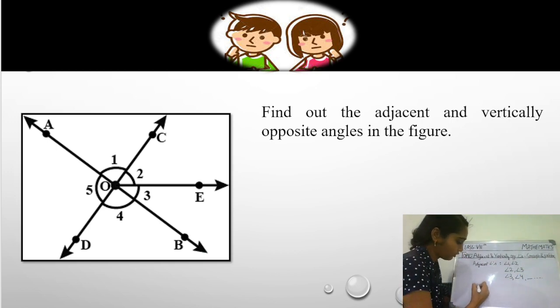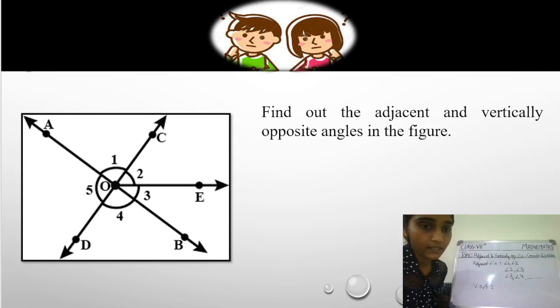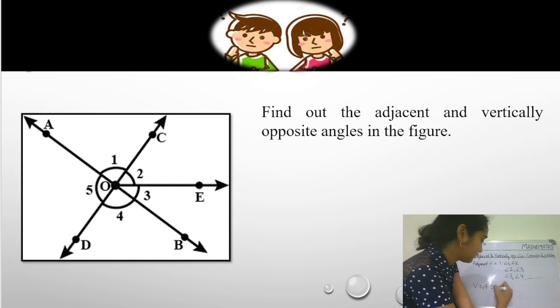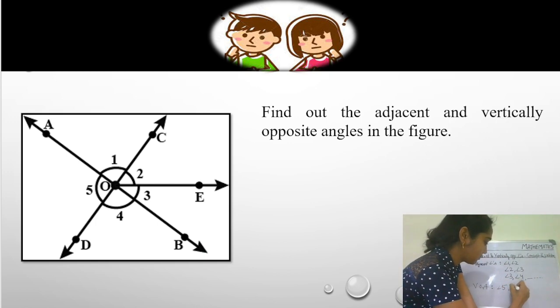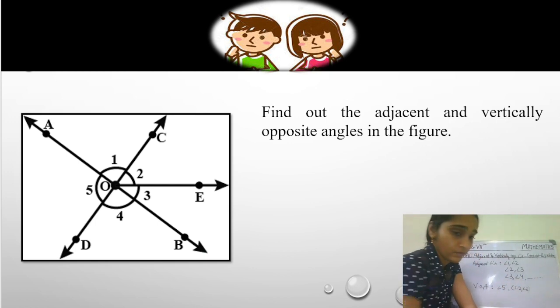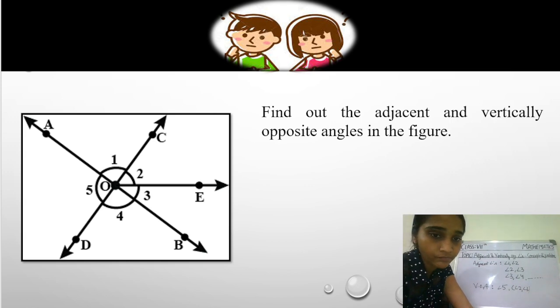And what about the vertically opposite angles? Yes, one we can say that angle 5 together equals angle 2 and 3. These are the sum of the vertically opposite angles. And what else? So similarly students, you can find the others also.